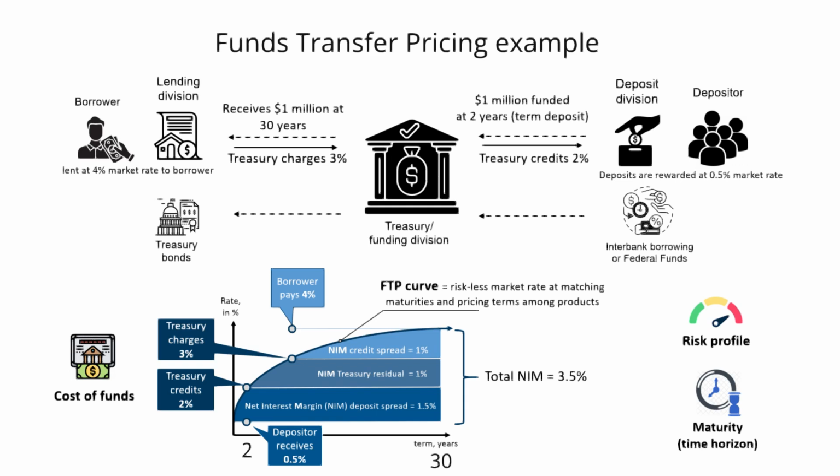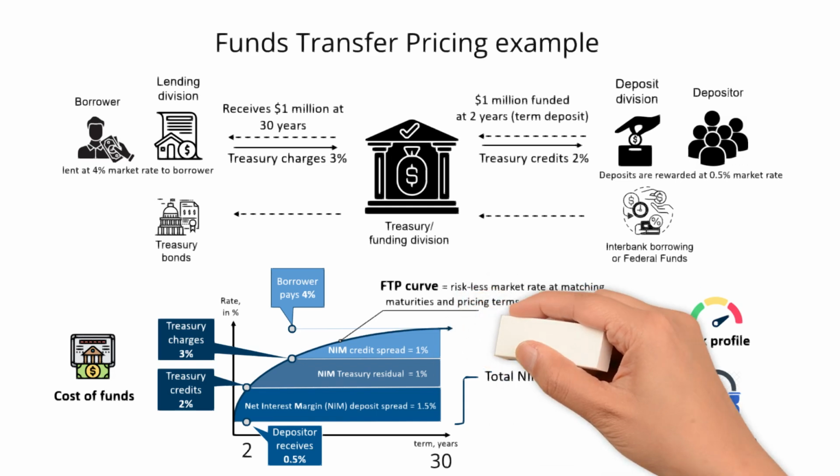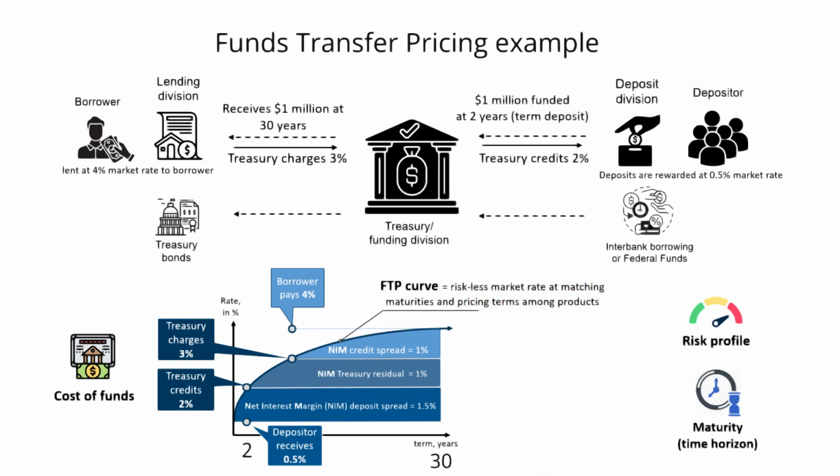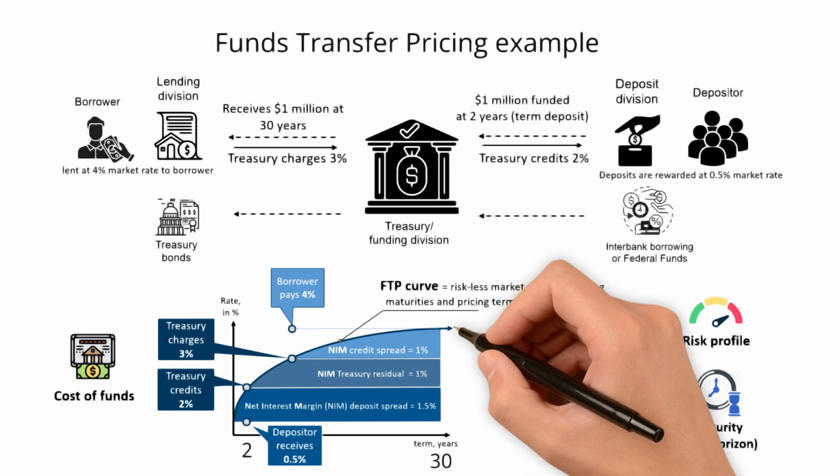For the lending division, this would be interest income is loan amount times the loan rate, or 1 million times 4%, which is $40,000. The interest expense is loan amount times FTP rate, or 1 million times 3%, which is $30,000. And hence net interest income is interest income minus interest expense, which is $10,000.